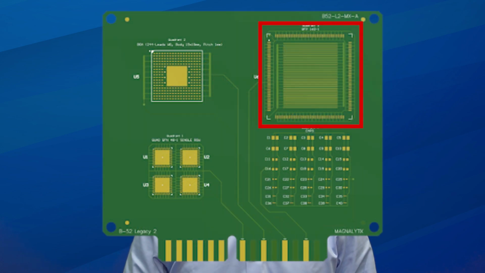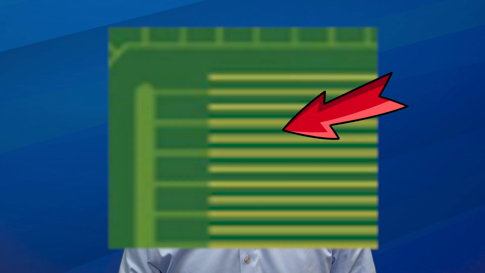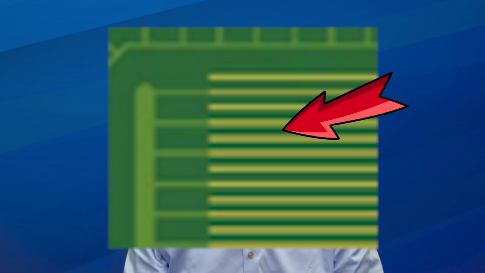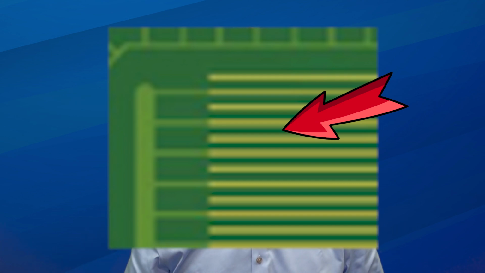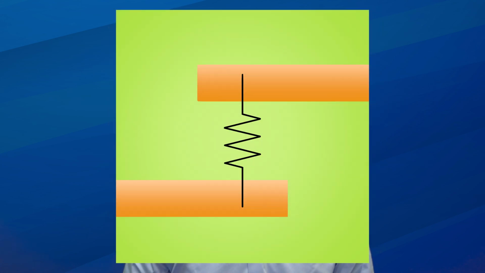If we examine them closely, we see that the pattern consists of a series of interdigitated traces, where every other trace is connected. We essentially have two overlapping combs that form the pattern. We apply a voltage across the pattern, say 5 volts, and measure the resistance across the pattern.